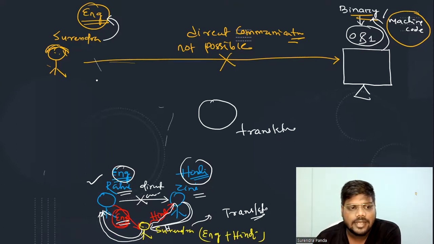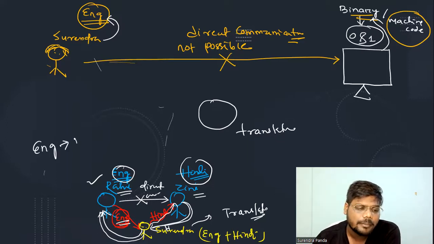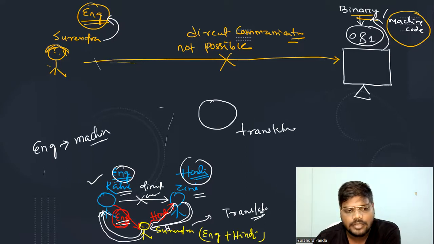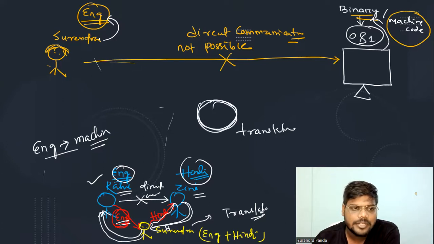Translator. That translator will convert our English language to machine language. Is it clear or not? So that's why we require a translator. Okay. So that translator's duty is what?